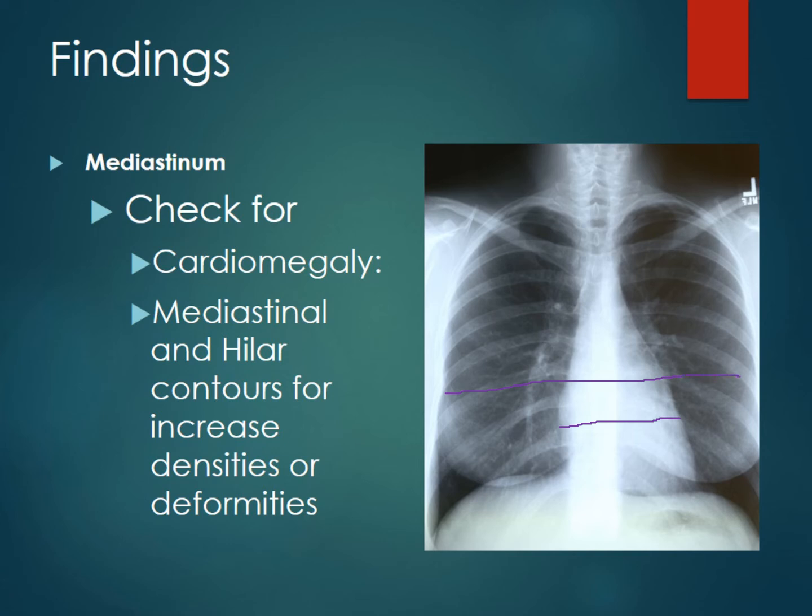Take that measurement. Then divide the measurement of the heart by the measurement of the thorax, and you will get a ratio. That ratio should be less than 0.5, or half, or 50%. If it is greater than half or 0.5, then this means that the heart is occupying more than 50% of the area in the thorax, and this indicates cardiomegaly. Next thing to look for is the medial and hilar contours for increase in densities and deformities.